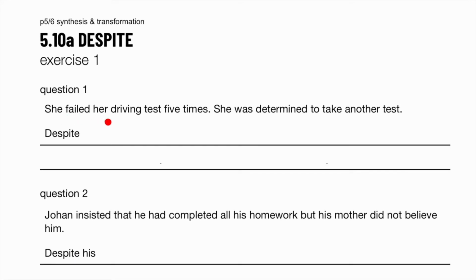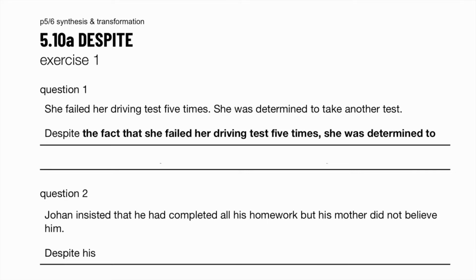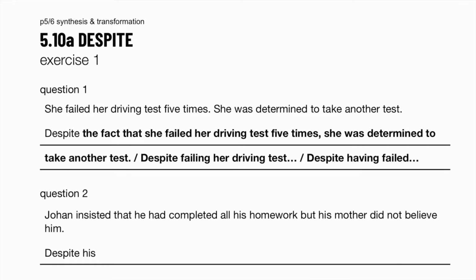She failed her driving test 5 times. She was determined to take another test. Hang on, if you fail 5 times, you're probably thinking of giving up, aren't you? Right? But she was determined. So we are using despite. Despite the fact that she failed her driving test 5 times, she was determined to take another test.